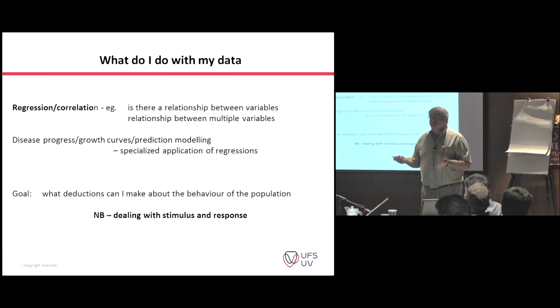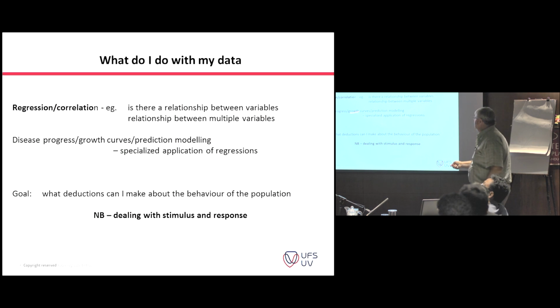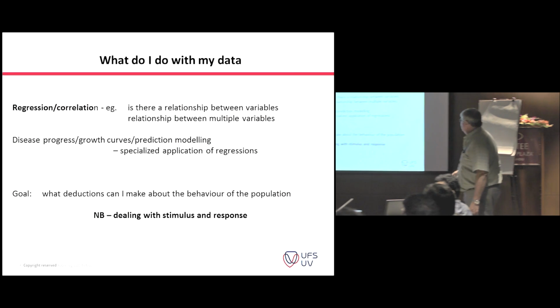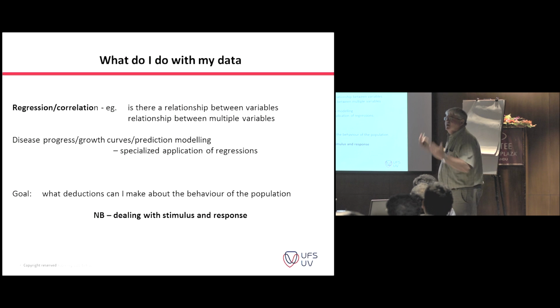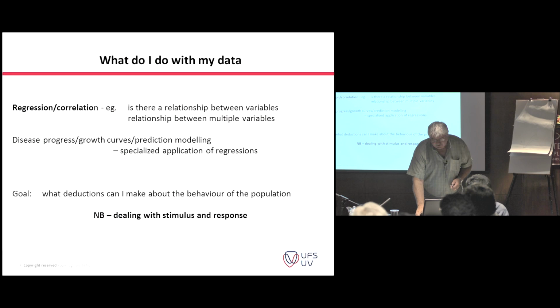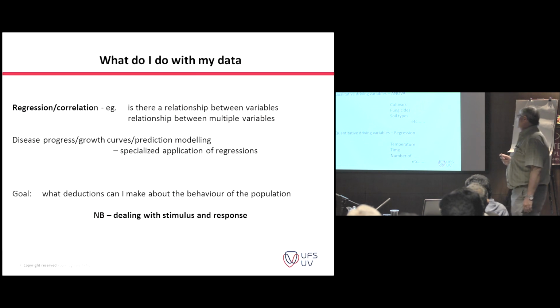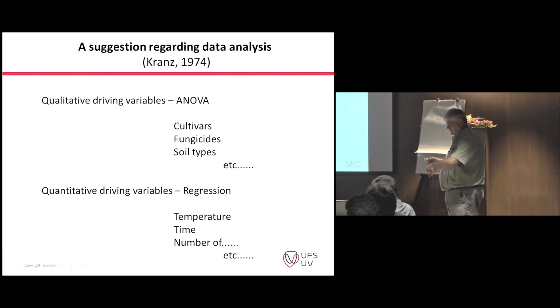A pathogen is responding to the host plant. The host plant is the stimulus for the pathogen. If there's a resistance gene, well, then it's not going to grow that well. If there's no resistance gene, it's going to take off. And we use regression analysis generally to look at stimulus and response and to look at relationships. So those are the kind of analyses that we're going to work through as we go along in the next couple of days.